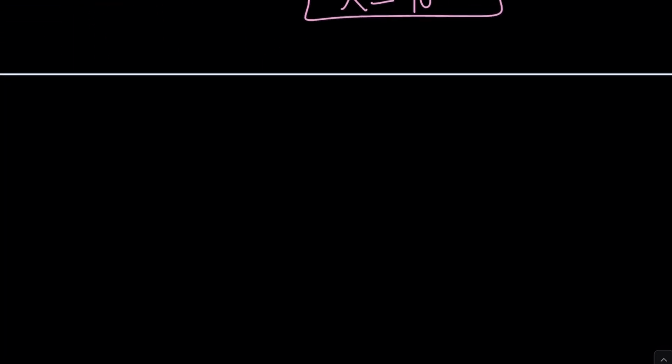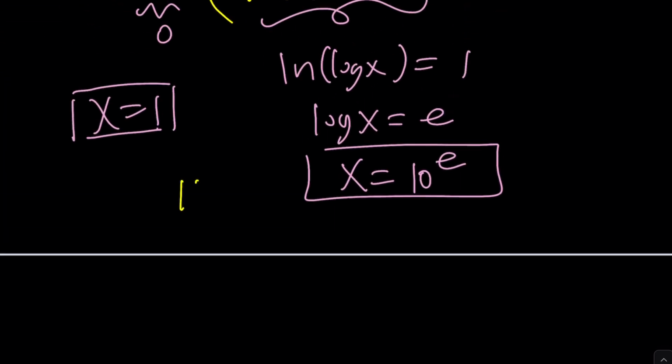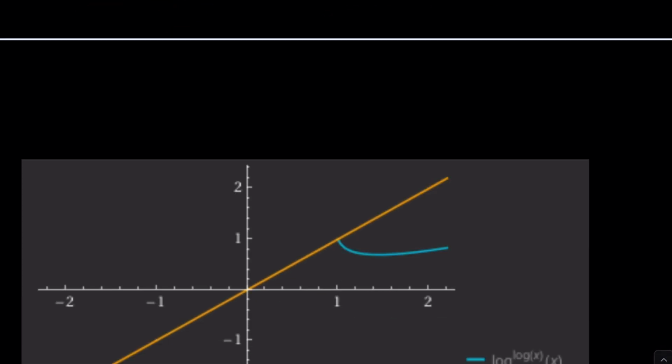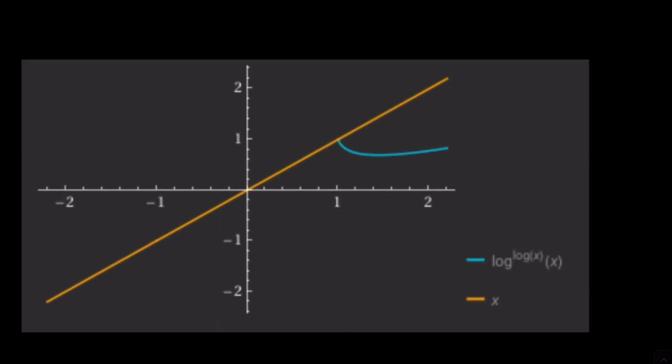But let's go ahead and take a look at the graph of this to get a better idea about the intersection point. Ta-da! As you can see, they intersect at x equals 1. What about the other intersection point? Where does that exist? Does that not exist? That's for you to find out.